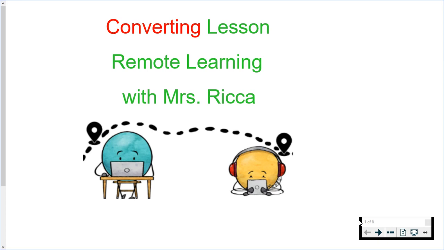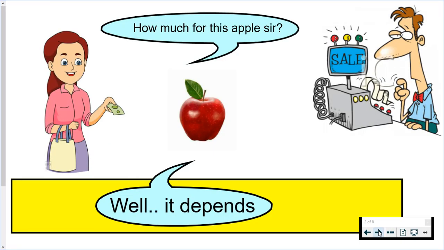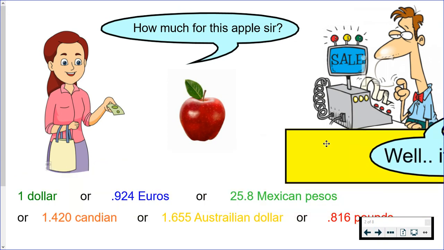Hi everyone, so today's our converting lesson. The other day, I went to the grocery store and I just wanted to buy an apple. So I asked the store clerk, "How much for this apple, sir?" And then he said to me, "Well, it depends. If we're in America, it's $1.